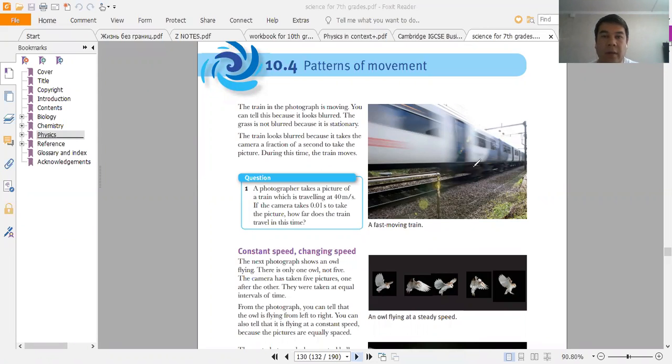Today we are starting our second week with physics. Today we will have some new topics, some new keywords, and also some new information. Let's start from the first pattern of movement.